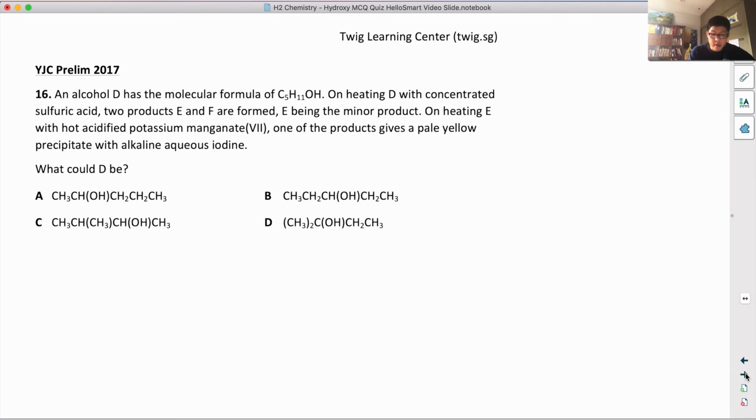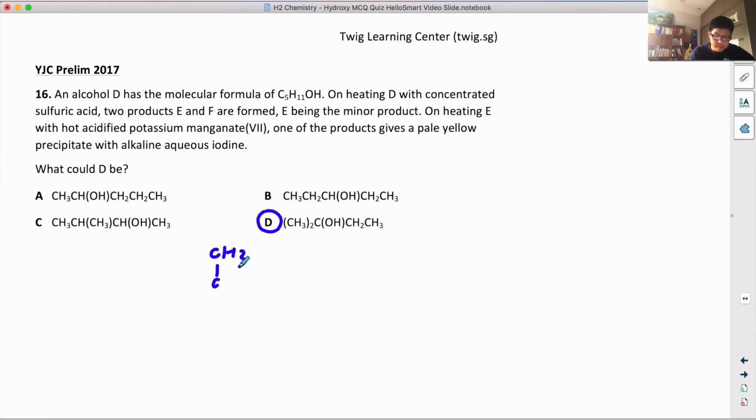On heating D with concentrated sulfuric acid, two products are formed, E being the minor product. On heating E with hot acidified potassium manganate, one of the products gives a yellow precipitate. I'm just going to go straight to the answer and show you why that is so. The answer is actually D. Let's see why it is so. So let me just draw it out nicely.